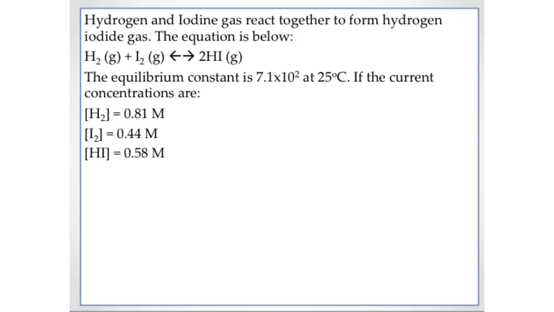So here's another example. Hydrogen and iodine gas react together to form hydrogen iodide gas. The equation is there, it's the same equation, and it says that the equilibrium constant is 710, which is 7.1 times 10 to the 2 at a certain temperature. If the current concentrations are those, so if we're analyzing a certain reaction and those are the concentrations we see, is the reaction already at equilibrium, or what direction will it move in order to establish equilibrium? So what we are going to do is calculate Q.